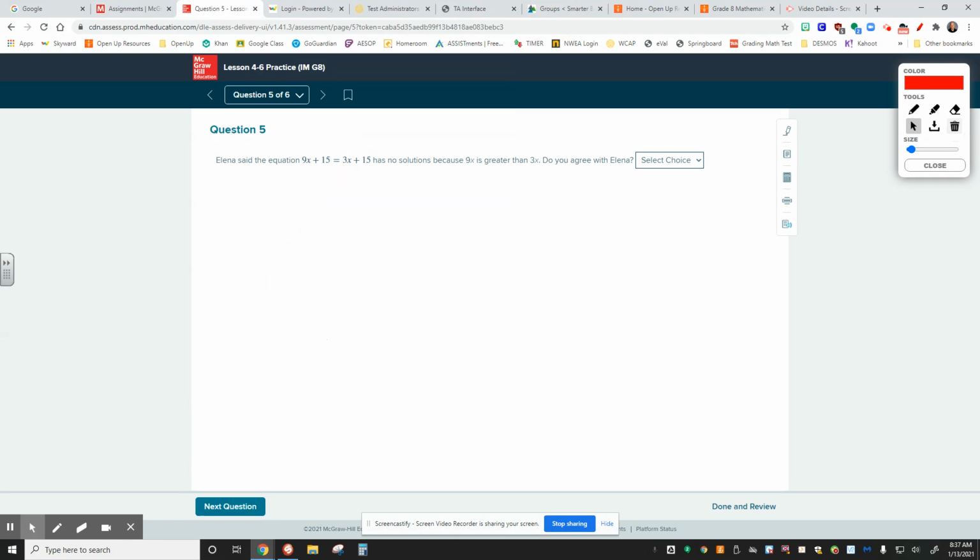And then this one, Elena says the equation 9 times x plus 15 is equal to 3 times x plus 15 has no solution because 9x is greater than 3x. Do you agree with Elena? Yes or no? Plain and simple. I'm going to let you figure this one out and make a decision.